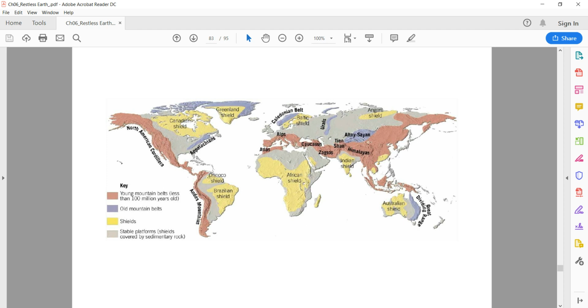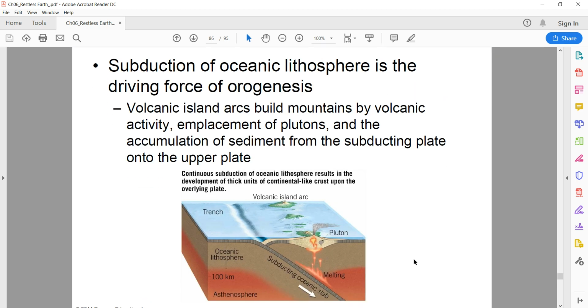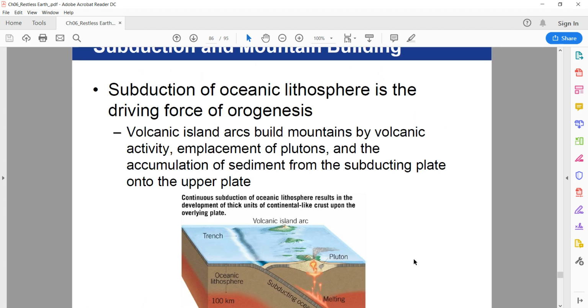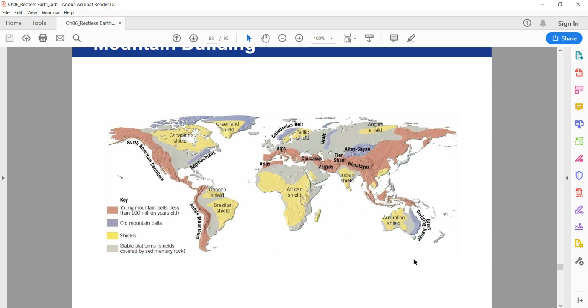The third one, the Himalayan mountains, is also very different from the Andes mountains or the North American Cordillera. We will look at how they are different from each other, even though they are all formed at convergent boundaries. So let's first look at the Andean type mountain, which is on the west coast of the South American plate.